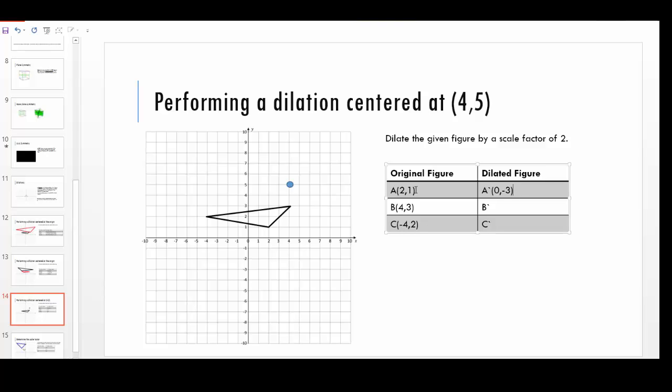For B, whose coordinate is 4, 3, B is in line horizontally, so that coordinate won't change. Its distance is 0, so 0 times 2 is 0, so that's going to stay exactly where it is. So that coordinate is going to stay 4, but vertically its distance is 1, 2 away. So when we double that, it has to be 4. So now we count from this point 4 units. 1, 2, 3, 4. And so B's new coordinate becomes 4, 1.